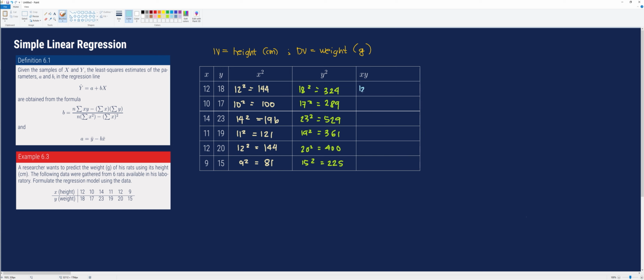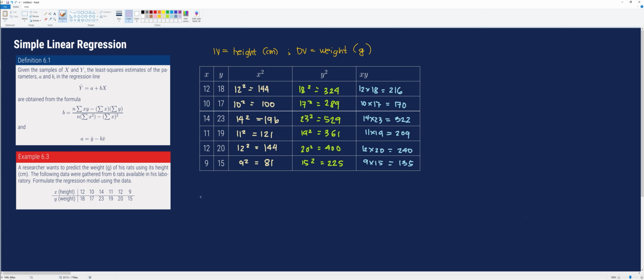12 times 18 is equal to 216. 10 times 17 is equal to 170. 14 times 23 is equal to 322. 11 times 19 is equal to 209. 12 times 20 is equal to 240. And 9 times 15 is equal to 135.